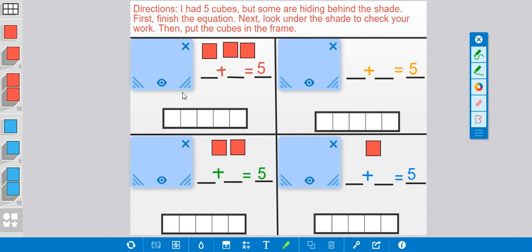So I had 5 cubes, but some are hiding behind the shade. First, we're going to finish the equation. Next, we're going to look under the shade to check our work. And then, we're going to put the cubes in our frames. So let's take a look at our first problem.